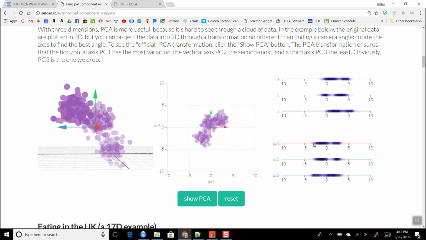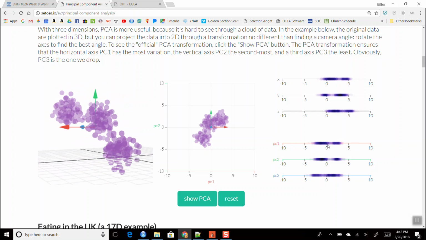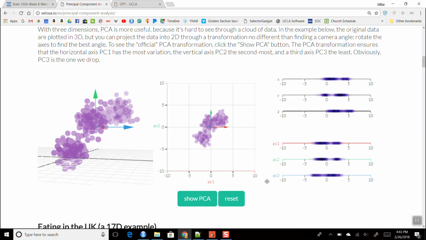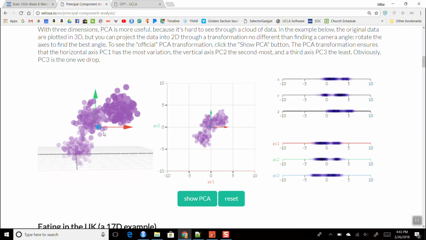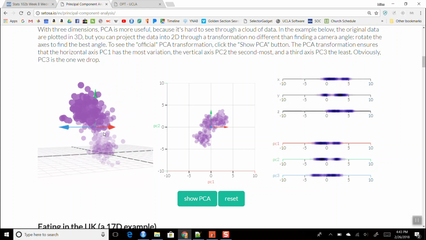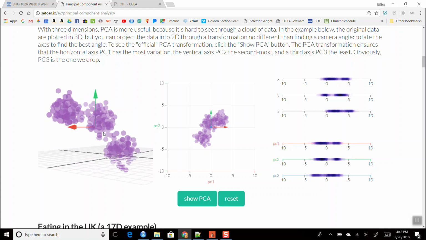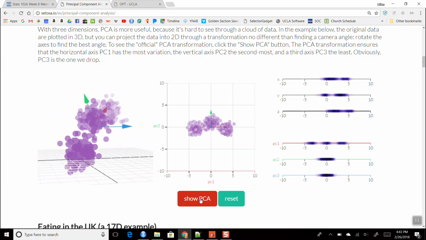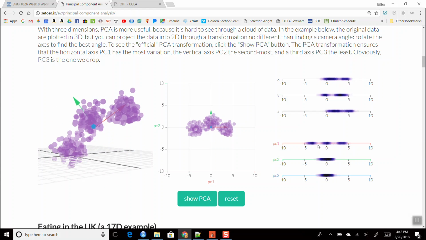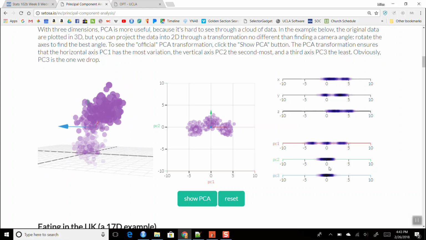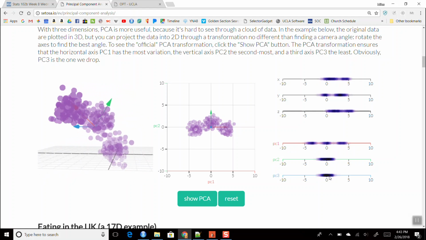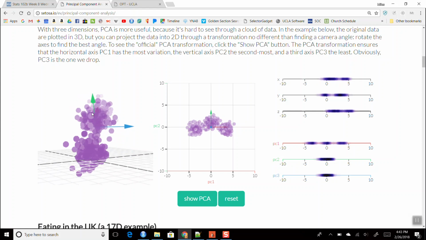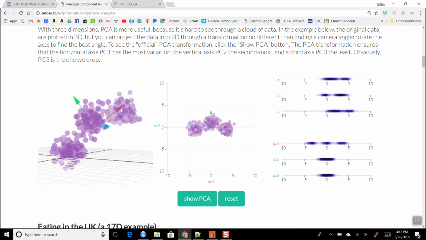So after I click Show PCA, what you will see is that the red axis should show the most variation, green will show the next amount, and then blue will show the least. And it's just reorienting the structure of the axes. Okay, so I'm going to click this, and so it does that, and so red definitely has the most amount of variation, and green has some, and blue has less, although green and blue look almost the same here. But you can see how the arrows have changed their orientation.